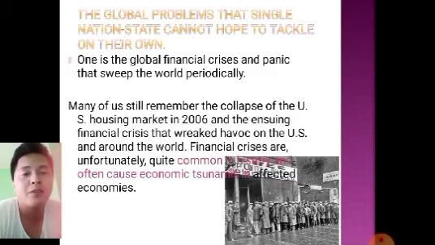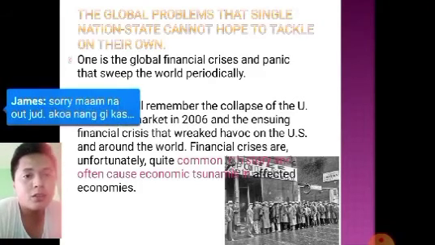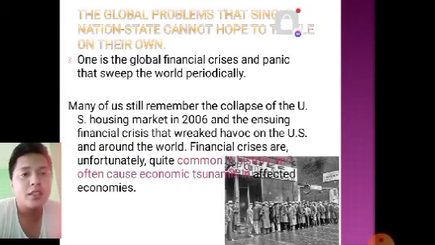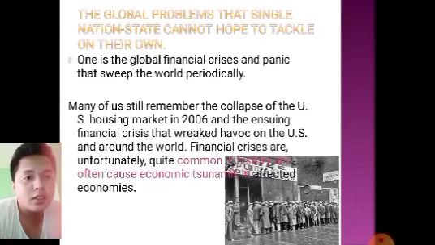And the ensuing financial crisis that wreaked havoc on the US and around the world. Financial crises are unfortunately quite common and often cause economic tsunamis in the economies.